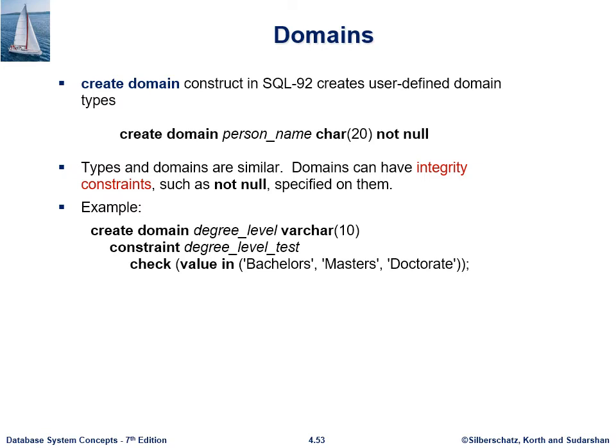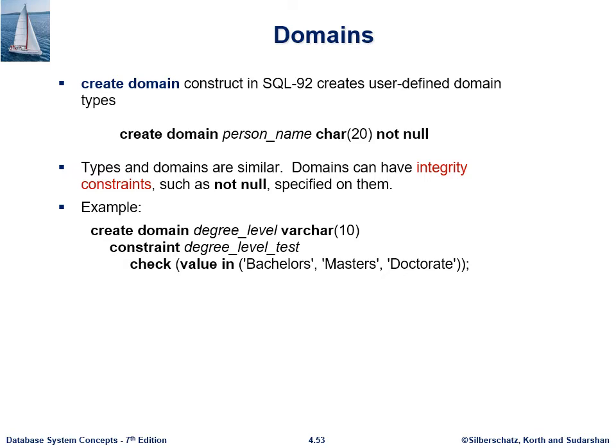Here we give one example. In addition to the range of the data type, we also add constraints. We create a domain, degree level, as a varchar. This is the domain name, degree level, and the type, the range, is varchar 10. That means we allow 10 characters for this degree level, and varchar is used as needed.